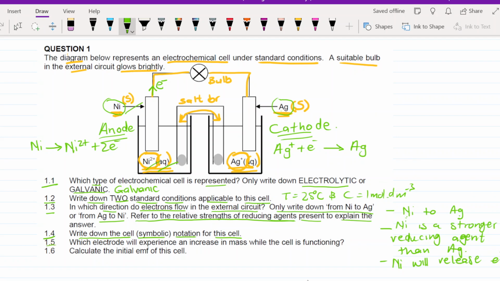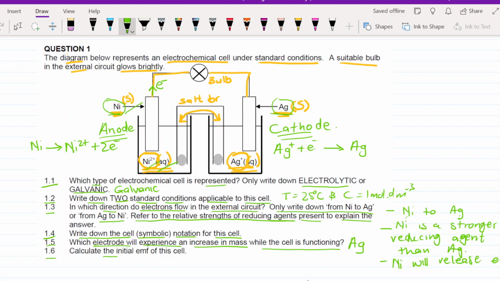1.5, second last. Which electrode will experience an increase in mass while this cell functions? I think I've already mentioned that one. Remember, the nickel is losing electrons, so it's losing mass. Silver is gaining electrons, so it's gaining mass. So the answer for this one is Ag. It will be silver, it will gain mass.